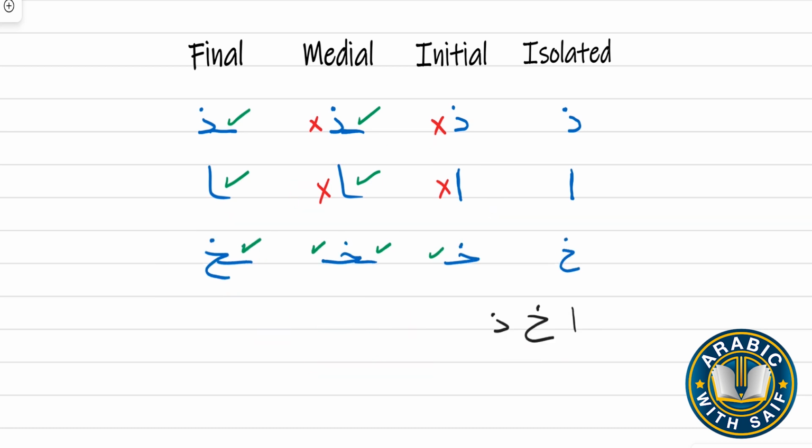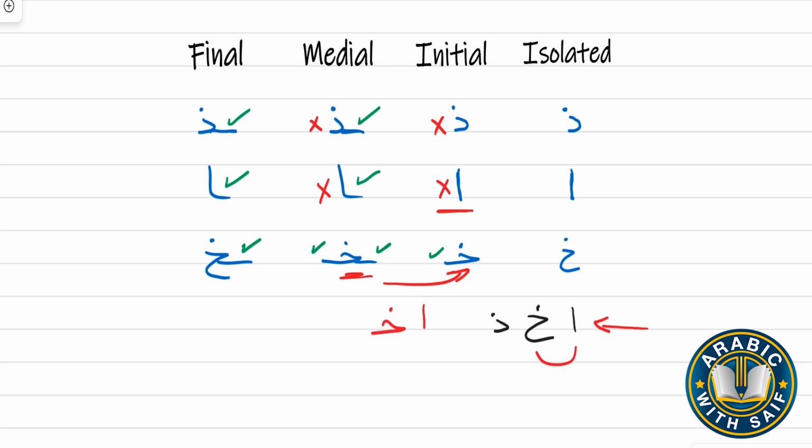Another word. Alif, Kha, and Dhal. Let's connect these 3 letters. First, we will see the relation between Alif and Kha. Alif in the beginning of a word cannot be connected to any letter after it. So letter Kha's middle form by default will change to be the initial form. So it will be written like that.